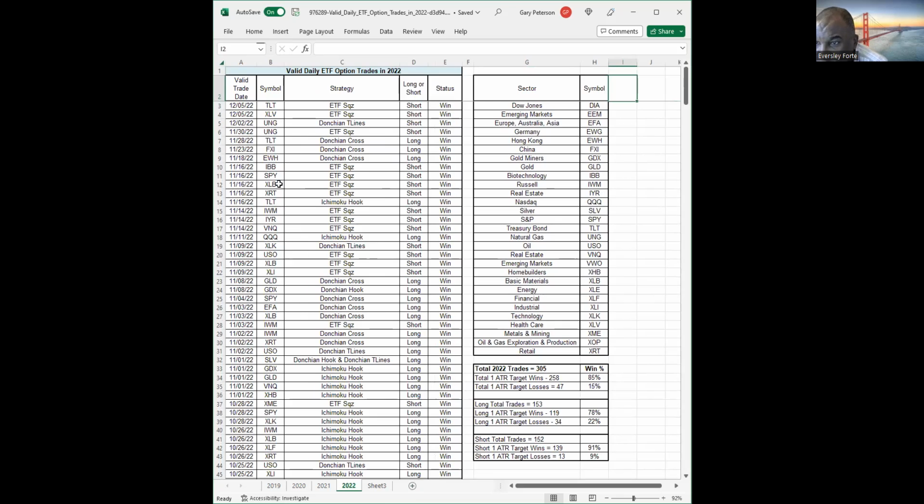And this is towards the end of 2022. We've been booking lots and lots of wins these last few months, and it adds up really, really fast.